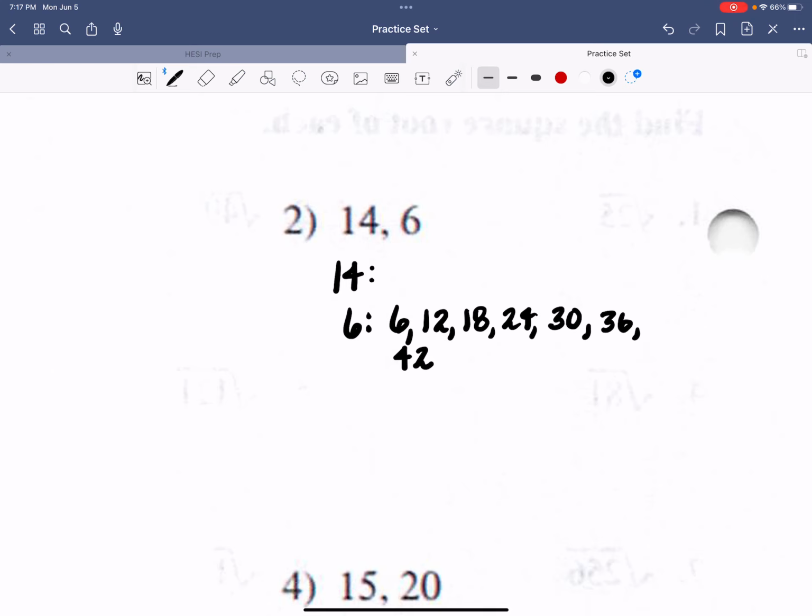42 divided by 14. Yes. This is 14, 28, and 42. And again, those continue, but we have what we need. We have the lowest one that they have in common. The LCM is 42.